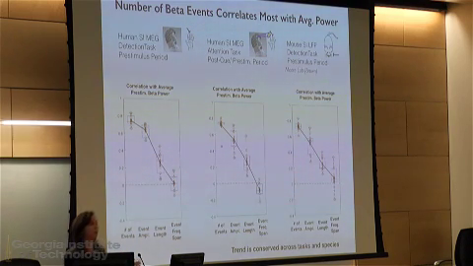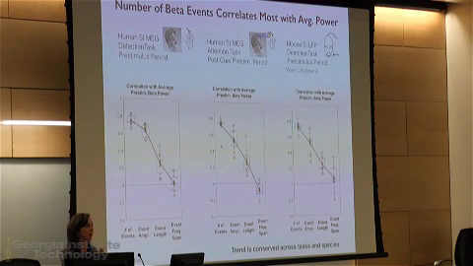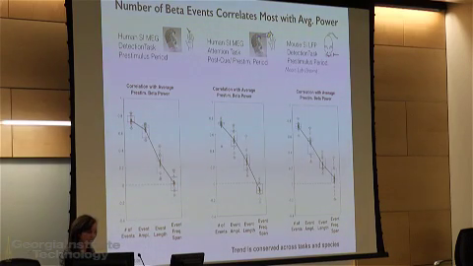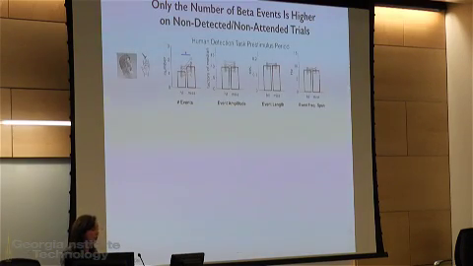Okay, so that's just average power. But the more important question is it predictive of perception? So now, rather than sorting by power, let's sort by perception. Did you feel it or didn't you feel it, a hit or a miss? Let's sort by attention. Were you attending or not attending? And let's see what happens in the pre-stimulus period. Is there a difference in the number of events or some of these other beta features? And it turns out that only the number of beta events is higher in non-detected and non-attended trials.